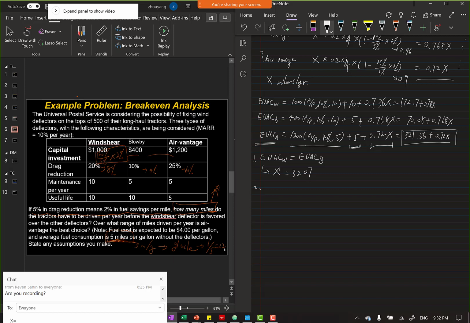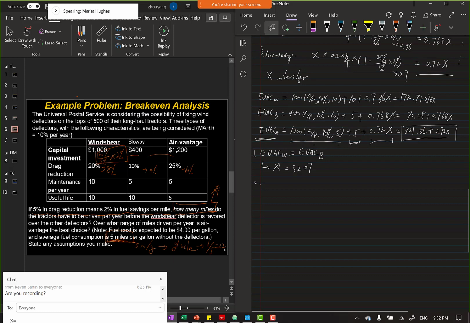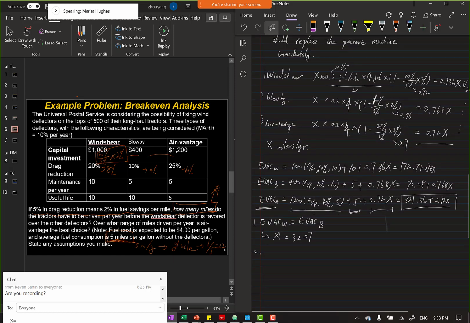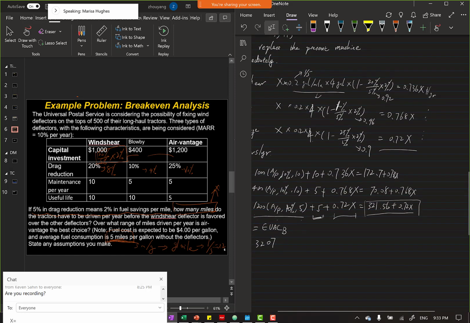Is that okay? Yeah, that makes sense. I do have one question, though, on the parts where you calculated the 0.72x and 0.768x. I'm wondering why you do 1 minus 0.9 or 1 minus 0.96. Since they're saying you have 2% in fuel savings, I would be inclined to use 0.96 instead of 1 minus 0.96, because that's the amount that you're saving. So the greater value would be the actual cost. Like the 0.96 is what's remaining in cost, right?